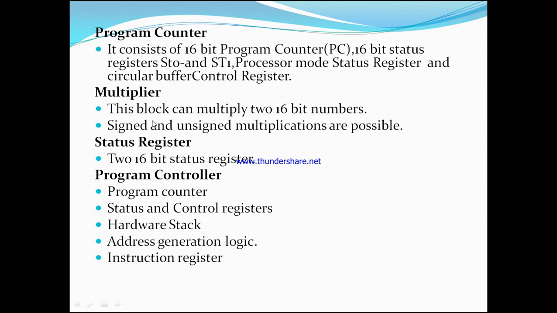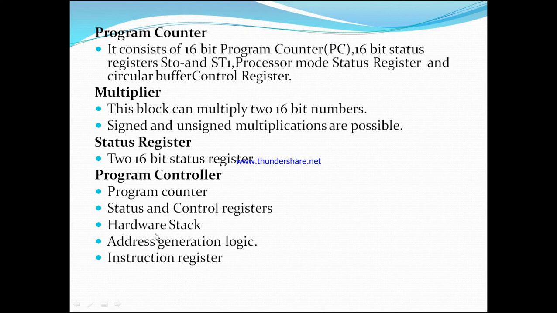Next one, multiplier. This block can multiply two 16-bit numbers, and both signed and unsigned multiplications are possible. Next one, status register. Here two 16-bit status registers contain status and control bits for the CPU. Next one, program controller. It has a program counter, status and control registers, hardware stack, address generation logic and instruction register.